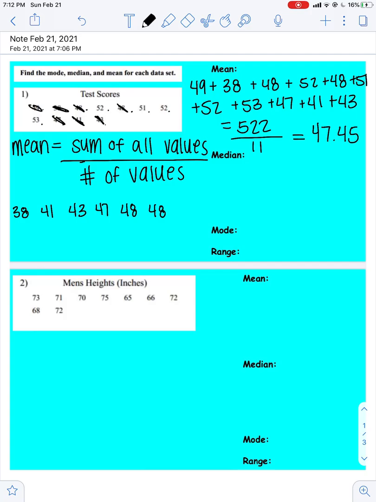And then we have 49. And then we have 51. I'm just going to keep this going this way. And then I have 52, and I have that twice. And then lastly, I have 53.